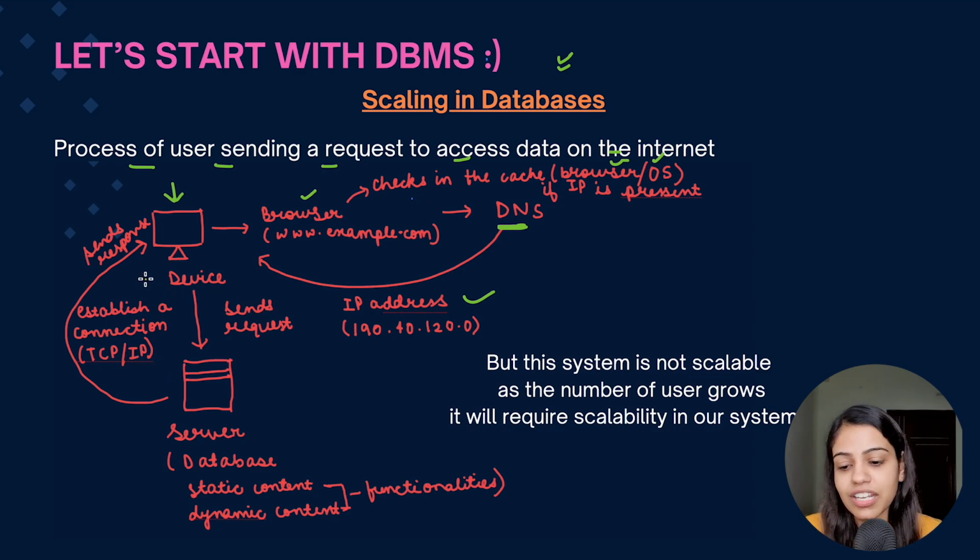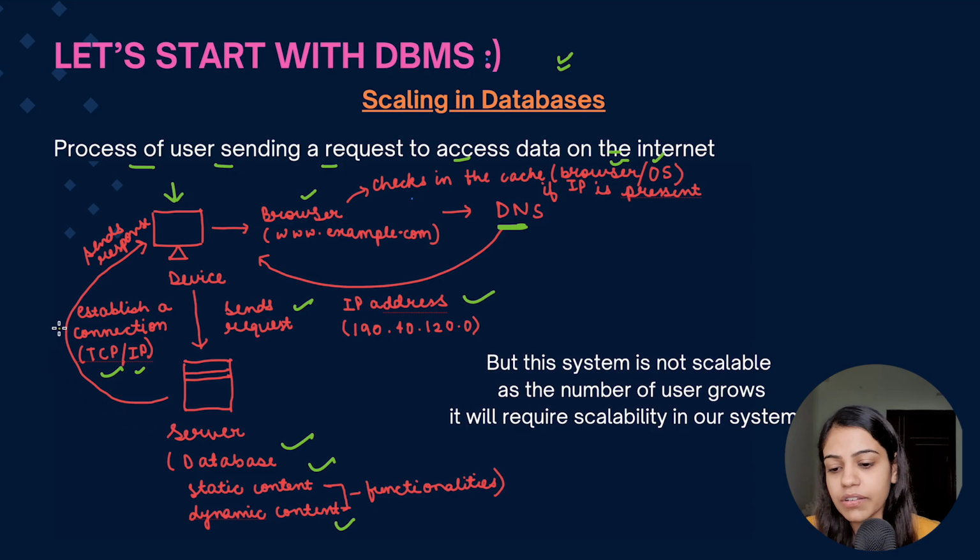So first we will try to establish a connection with the server using the TCP and IP protocols. Once we have established a connection with the server, we will pick the IP address and we will send a request to the server. Now the server is having databases, static content, dynamic content, which is basically the backend functionalities. So the server will process the request and then give away the response in the form of an HTTP status code along with the content. Now that particular content would be rendered and then it will be shown in our device. Now this is how the normal architecture of a user sending a request and then fetching the details works.